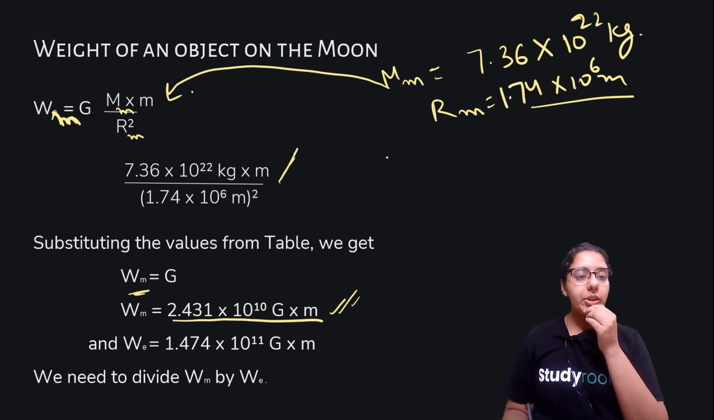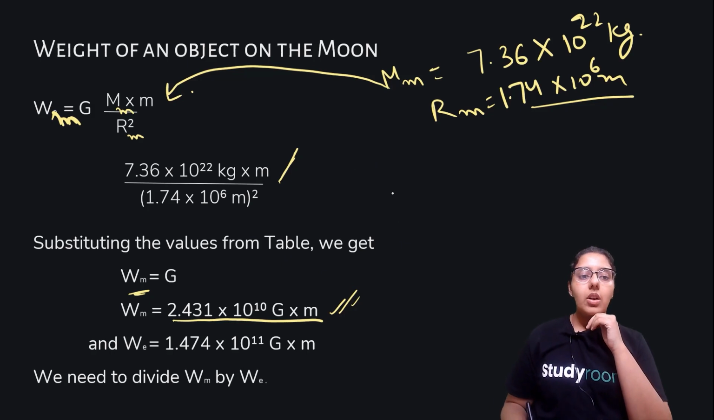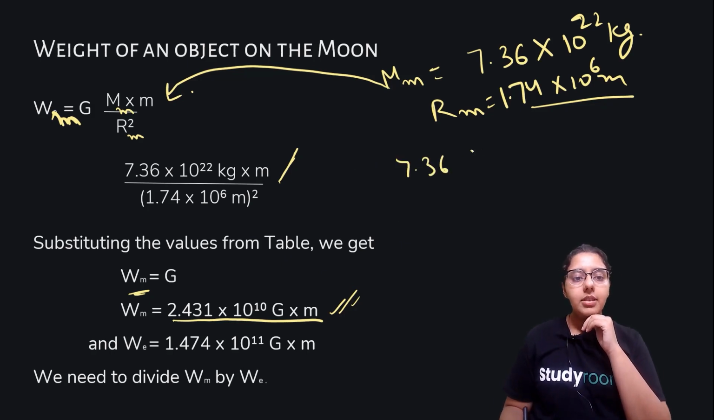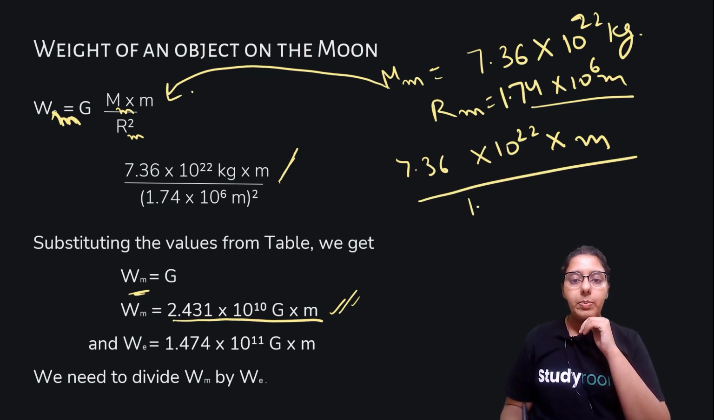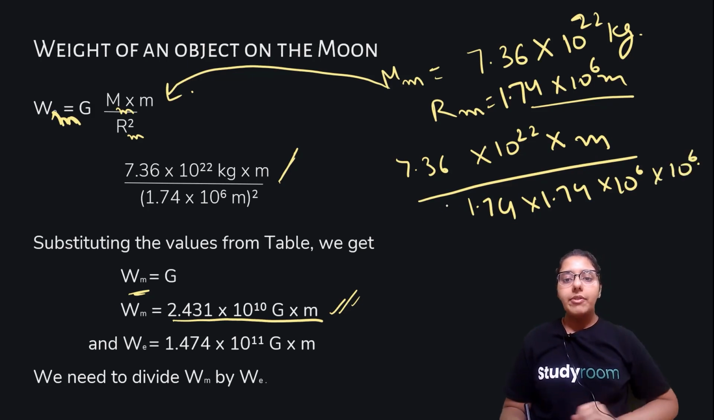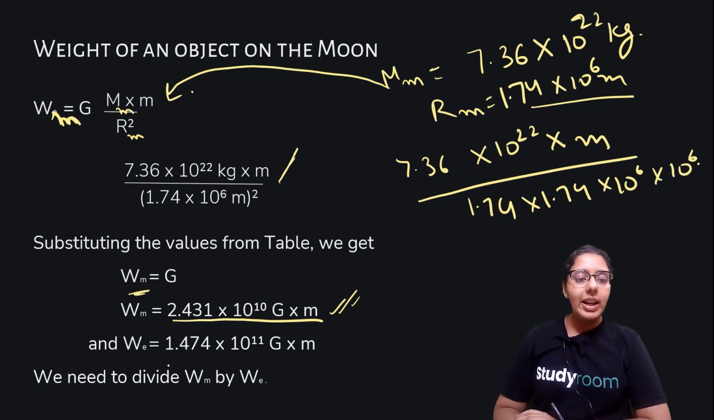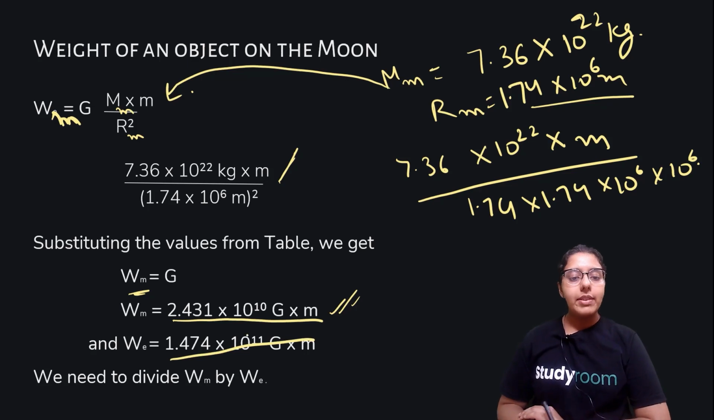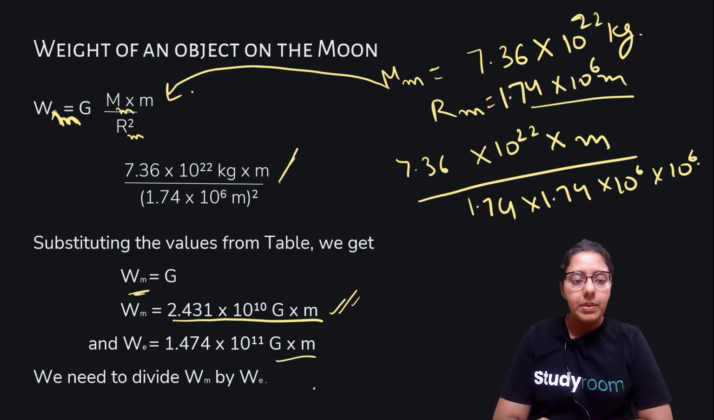You can use the calculator for the same, or otherwise you can just expand it and then solve. 7.36 into 10 to the power 22 into m upon 1.74 into 1.74 into 10 to the power 6 into 10 to the power 6. After calculating this, we will get that weight on earth is 1.474 into 10 to the power 11 G into m, and weight on moon is this.